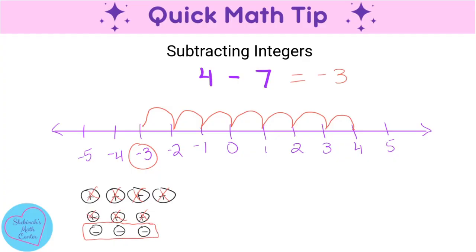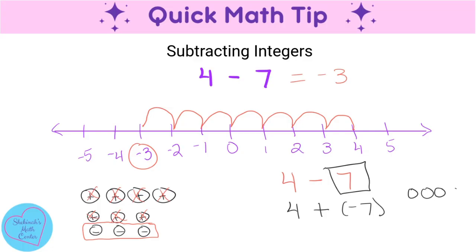There's one more strategy I would like to show you, and that is to add the opposite. So if you have 4 take away 7, we can add, you're still starting out with 4. What is the opposite of 7? That is -7. So now you have an addition problem. 4 plus -7.